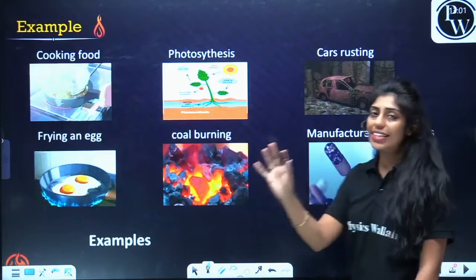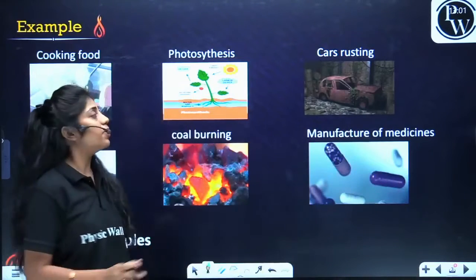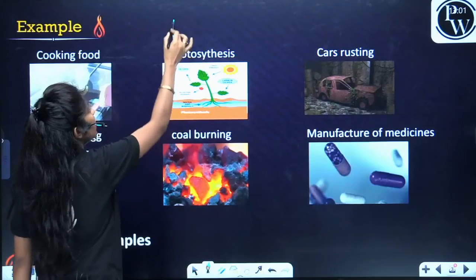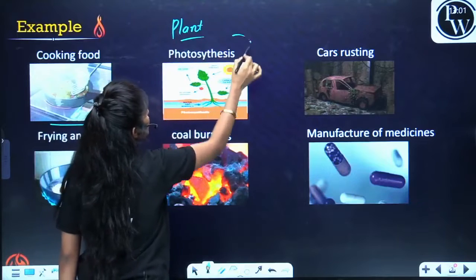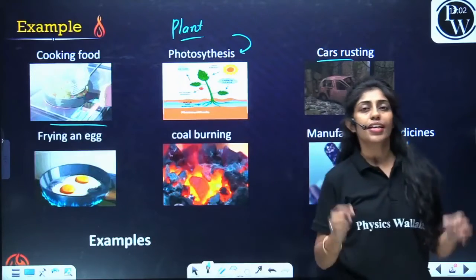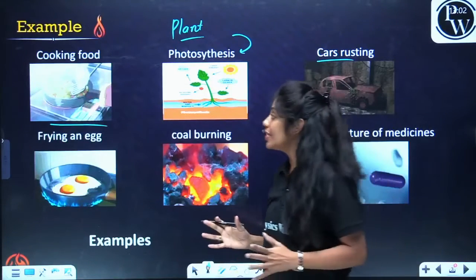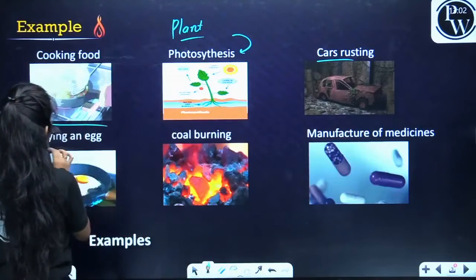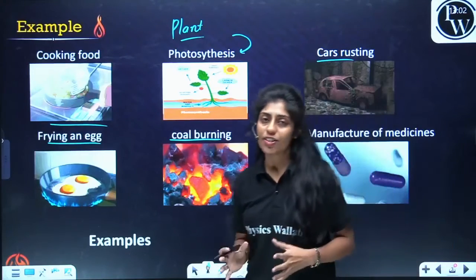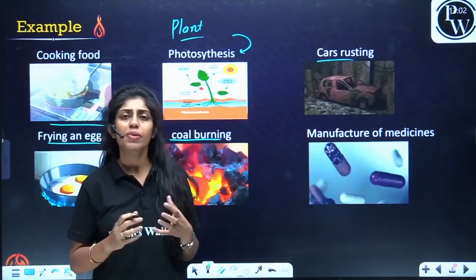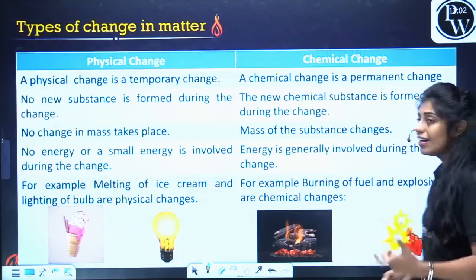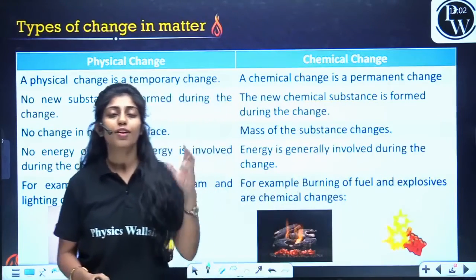Here we have the examples of chemical reactions. A very common example: you see your mother preparing food. That is a chemical reaction. Then you can see the plants making their own food. The process is photosynthesis. That is again a chemical reaction. Rusting of iron is also a chemical reaction. The frying of an egg, coal burning, and manufacture of medicine, these are all chemical reactions. So we are very familiar with these chemical reactions. But what if it comes to writing them in the symbolic form? That will be the chemical equation.